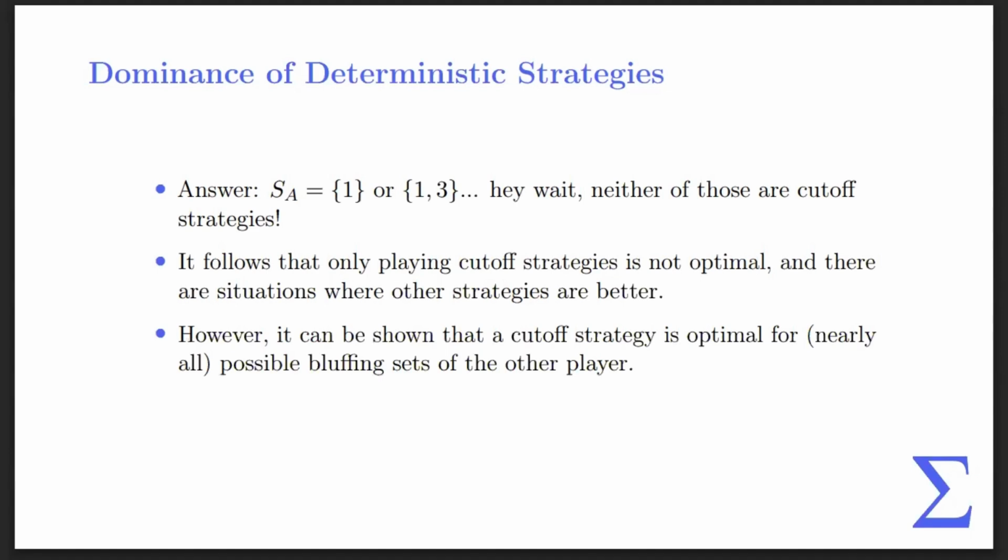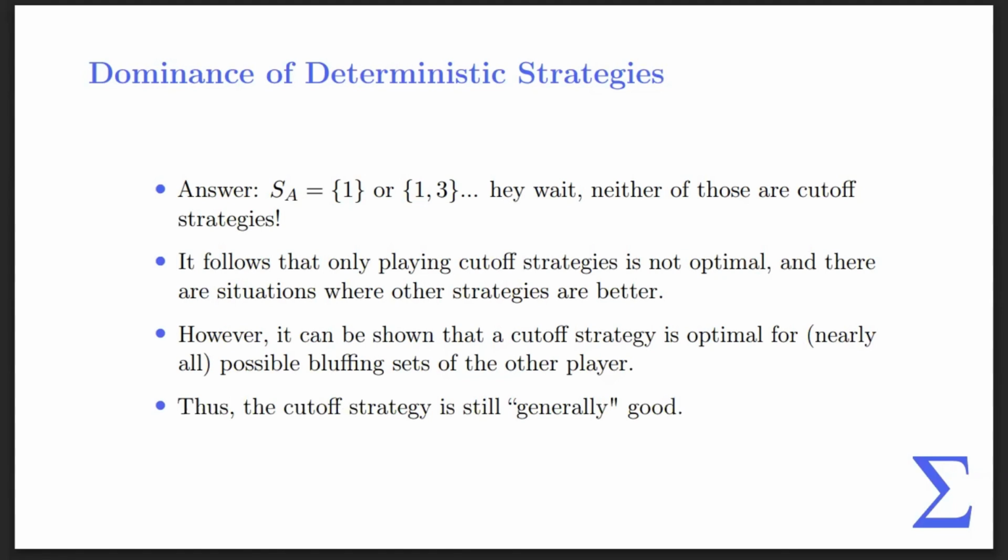This being said, it is true that for most strategies that player B can do, and by most I mean over 90% of all the betting set strategies, it is true that the best response should be a cutoff. Sorry, there should be betting sets, not bluffing sets. But it can be shown that cutoff strategies are generally good.